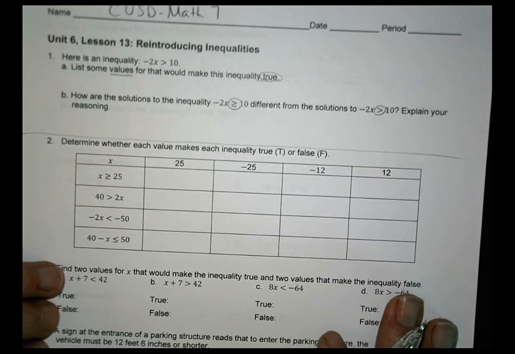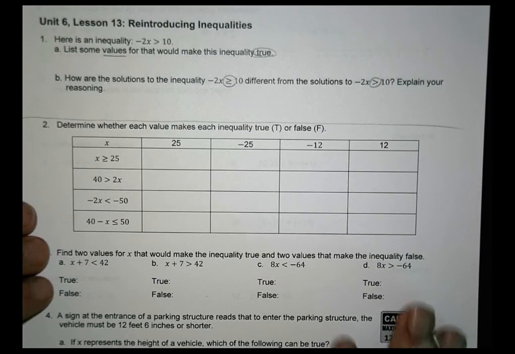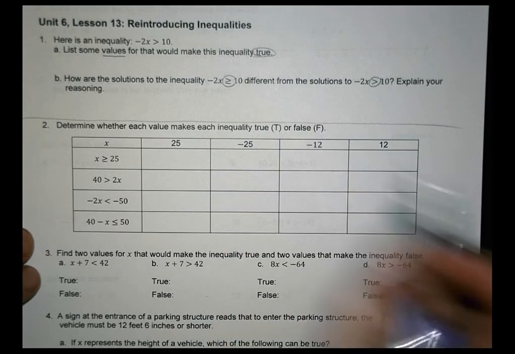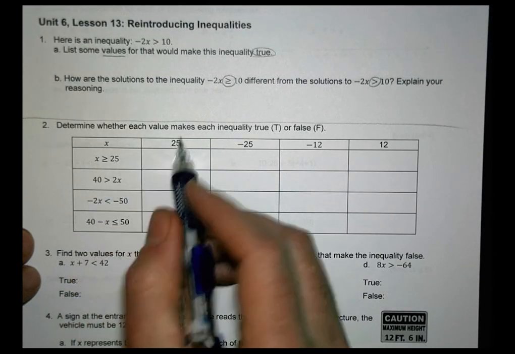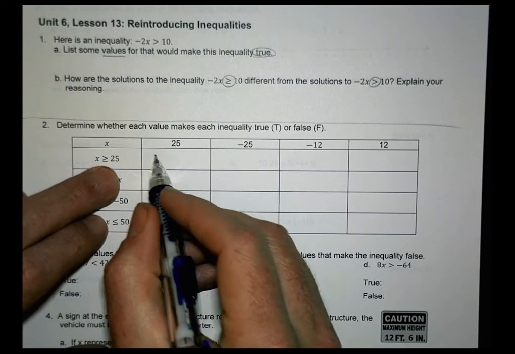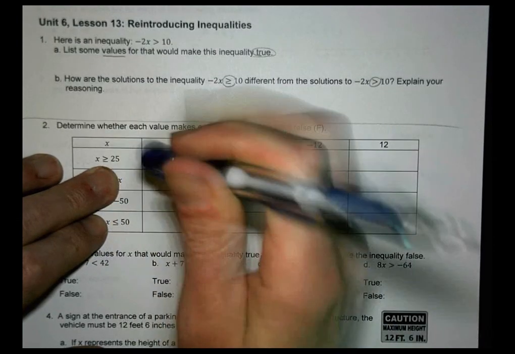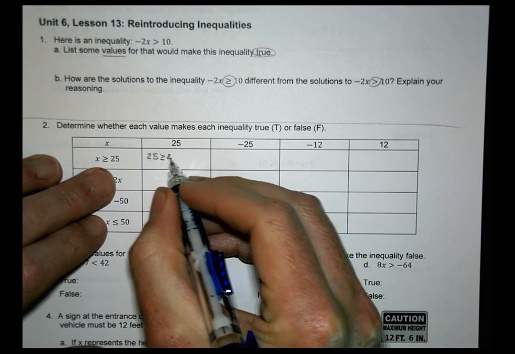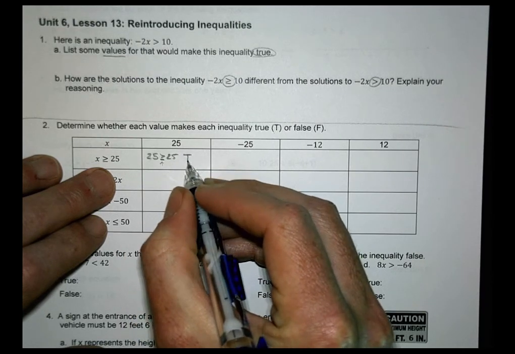All right, number 2. Number 2 says, I don't think this is a cool down, just guessing. It says determine whether each value makes each inequality true or false. So what you want to do is you're going to just look at each little inequality statement here and drop the number in. So in this case here, we would say 25 in the place of x. So is 25, oops, 22, oh goodness, it's been a long day already. Is 25 greater than or equal to 25? Well, it's definitely equal to, so this would be a true statement.